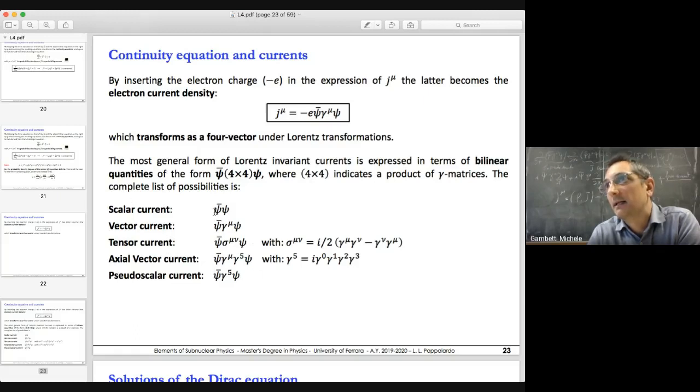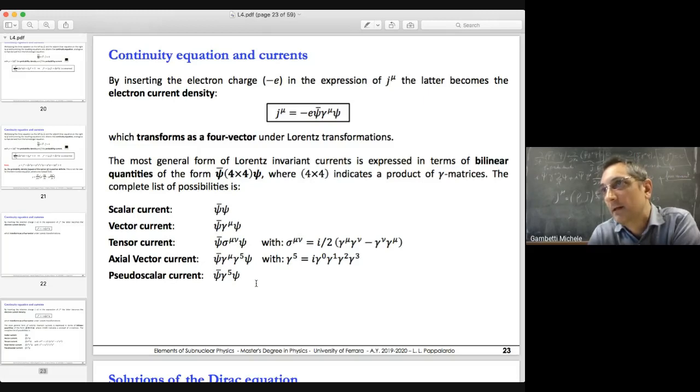The scalar current, which is simply psi bar psi. The vector current, which is exactly the one we derived now. This transforms as a scalar, and this transforms as a four-vector under Lorentz transformations. Then there is also a tensor current, where this tensor sigma mu nu is given by this combination of gamma matrices. Then we have the axial vector current, with this combination of gamma mu, gamma 5, where gamma 5 is defined in this way. Gamma 5 is this combination of the four Dirac matrices. And finally, we have the pseudoscalar current.